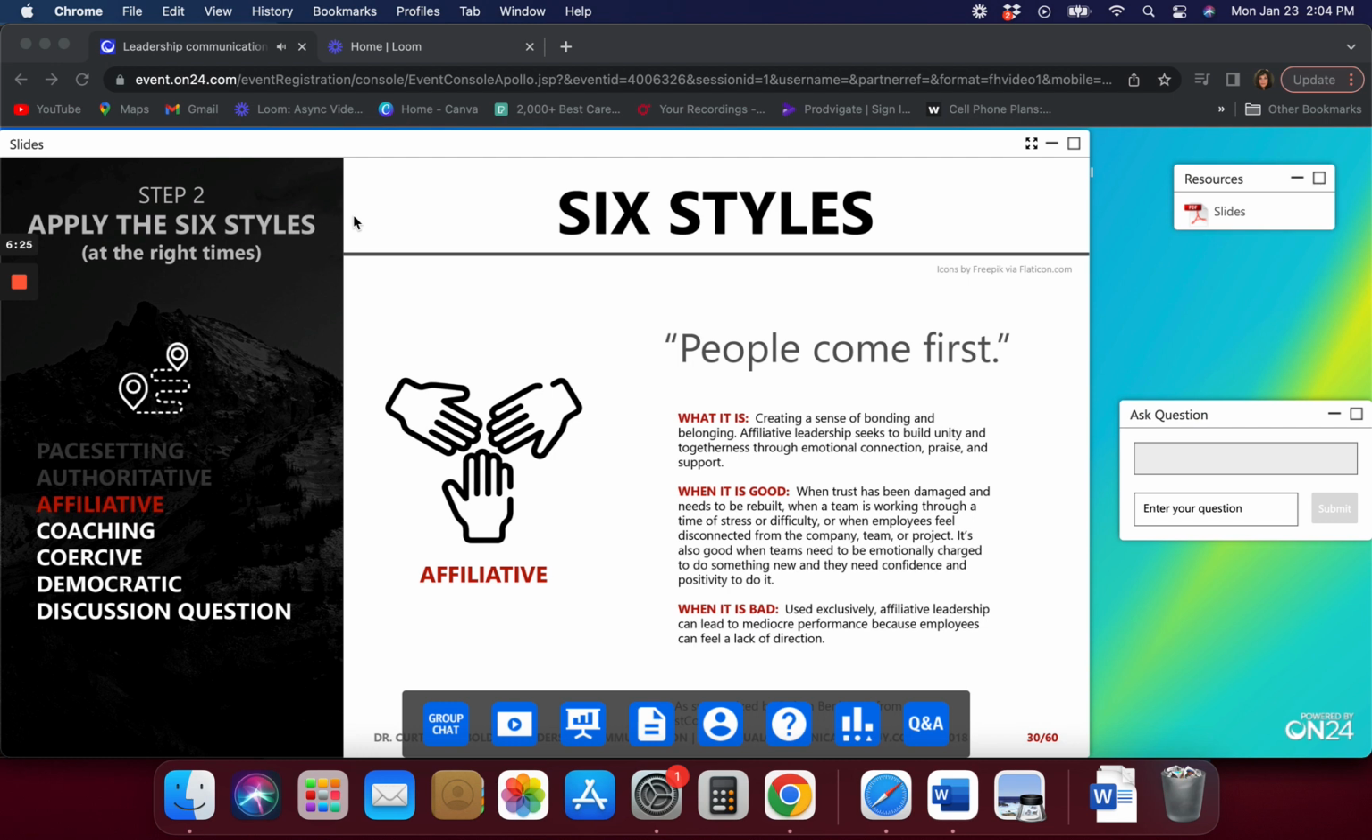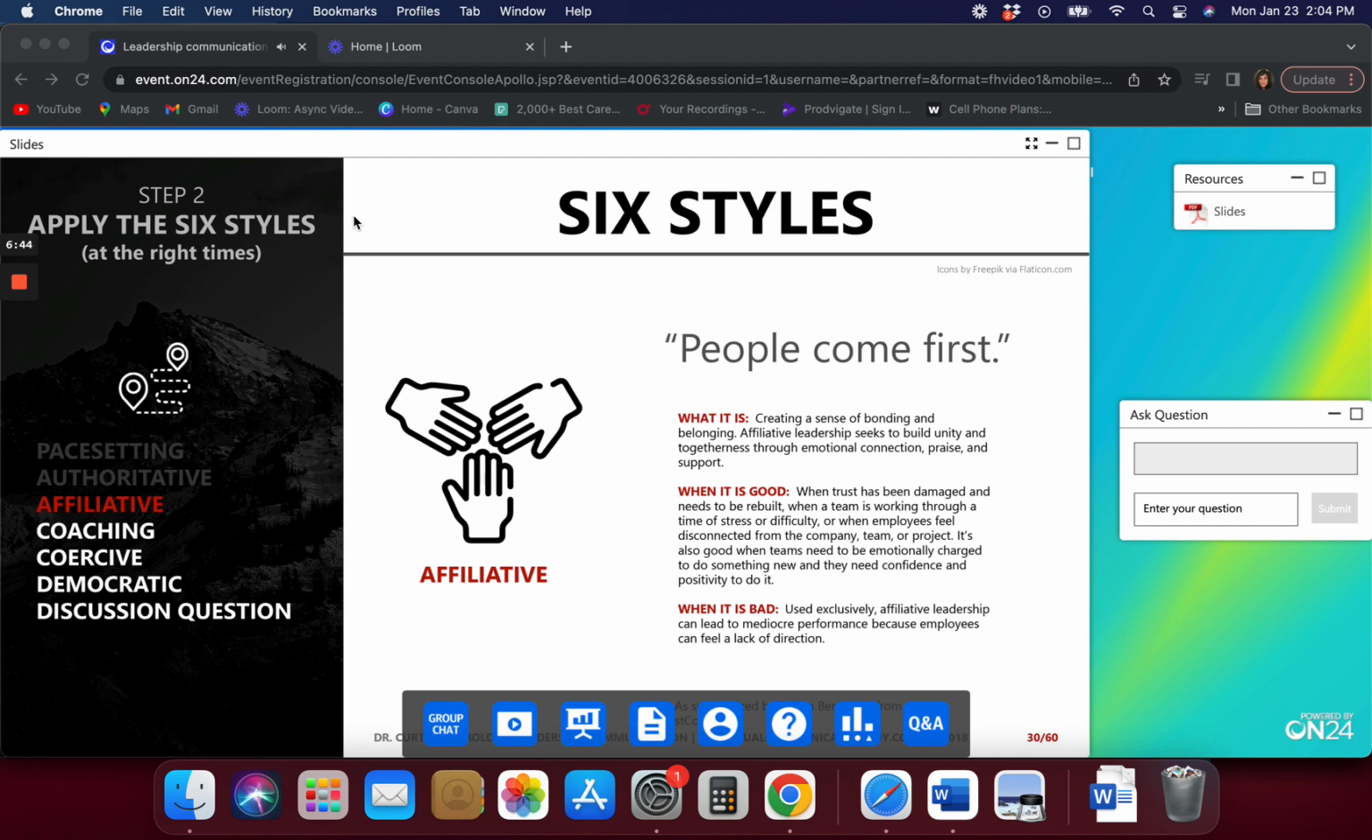A lot of times, especially new leaders tend to gravitate towards this type of style. They think, I want to be liked. I want to create a comfortable and happy workspace. I want to make people feel confident about the work that they do. I want them to interact well with each other. That's all very good and positive.